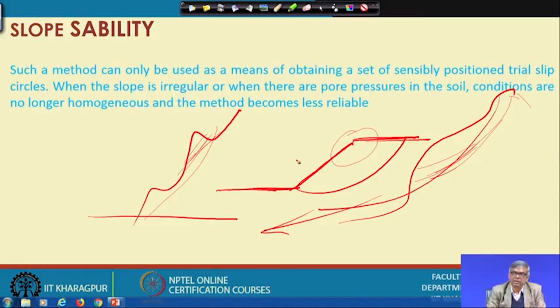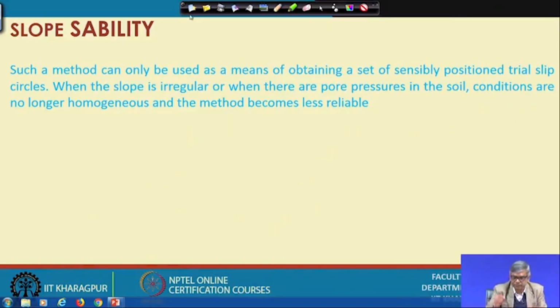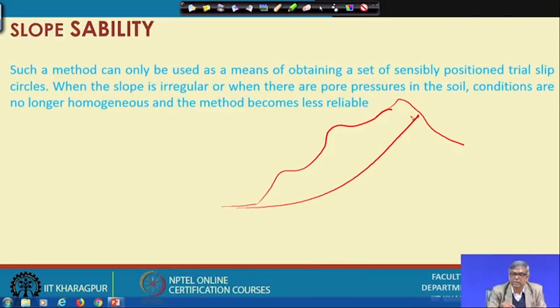And for this, initially there was a method proposed by Jambu, and Jambu took whatever the slope may be. If there is a slope something like this, we do not know how it will fail. So, there it can be taken some slip surface something like that. In that case we can take a number of slices.